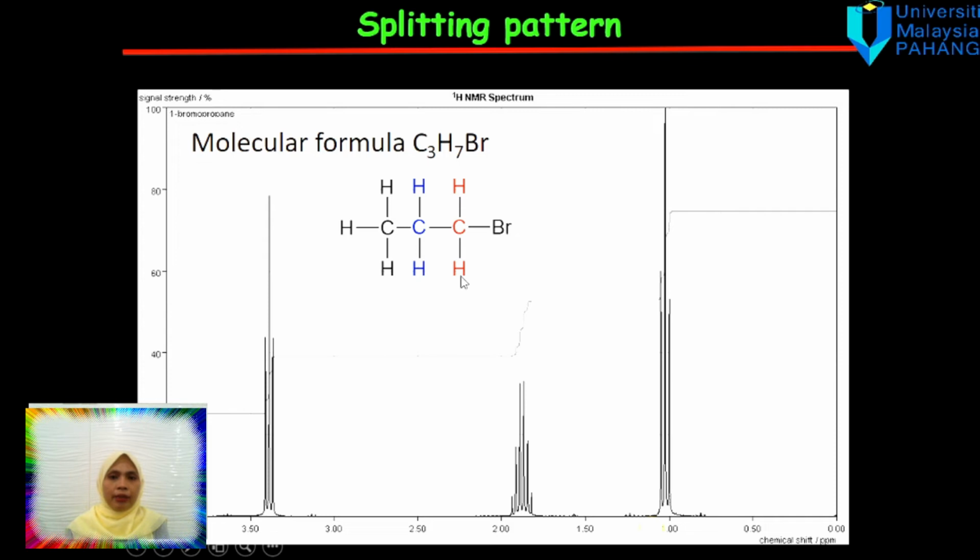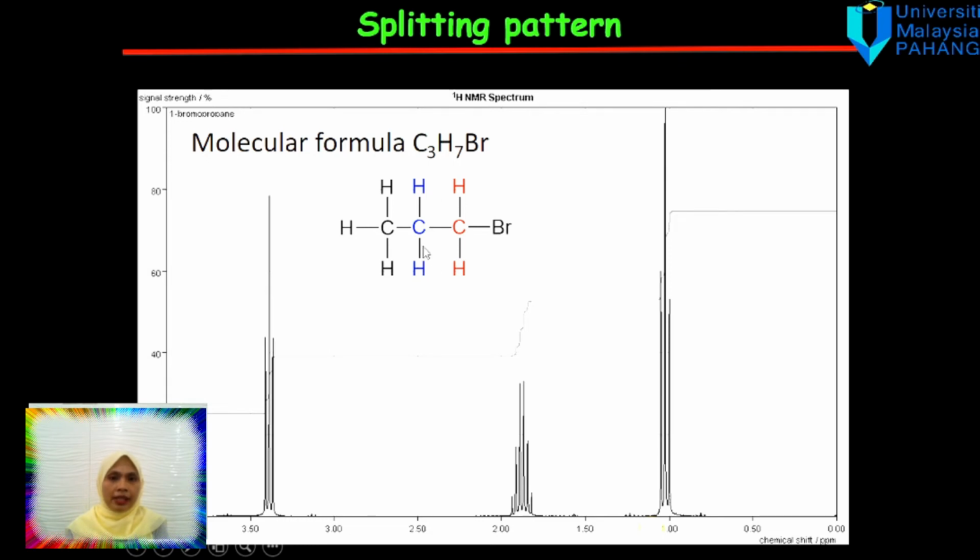And the last one is the one near the bromine atom. The splitting pattern is only 2 plus 1, which is 3. Why 3? Because we have to consider the neighboring protons on the right and left side only. We cannot consider more than one carbon away as a neighbor. Hopefully you can understand: this one only considers this neighbor. More than one carbon away is not considered a neighbor for the splitting pattern. That's why this methylene proton is only a triplet.